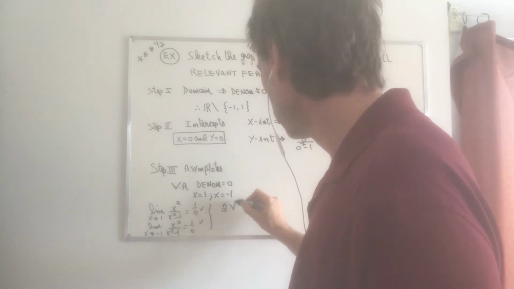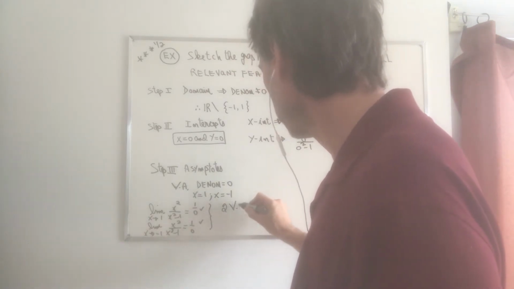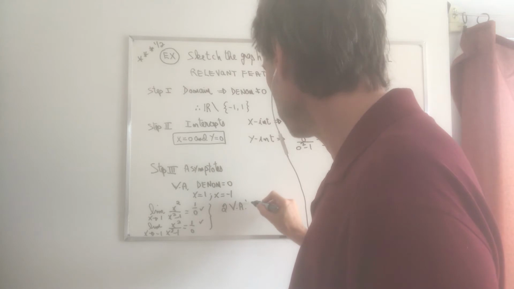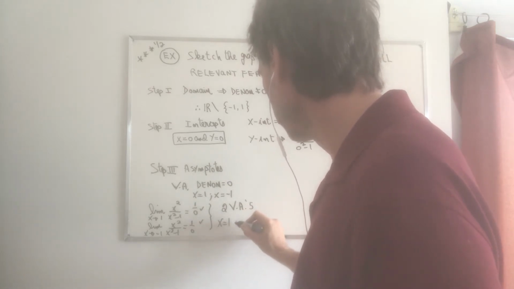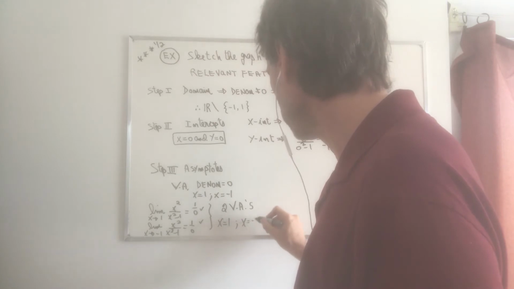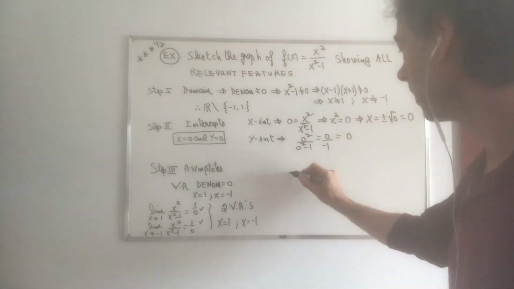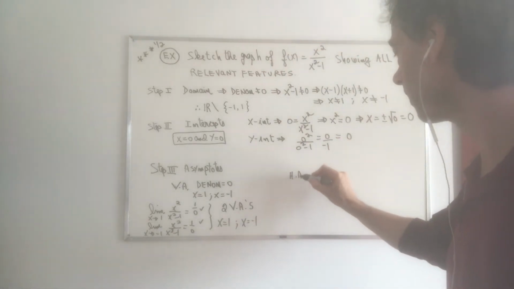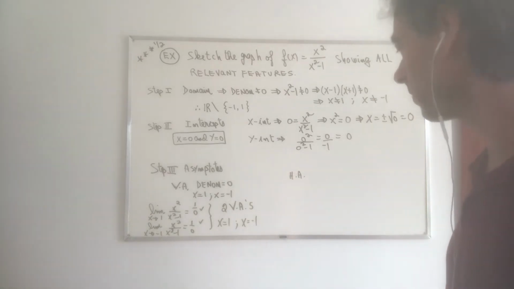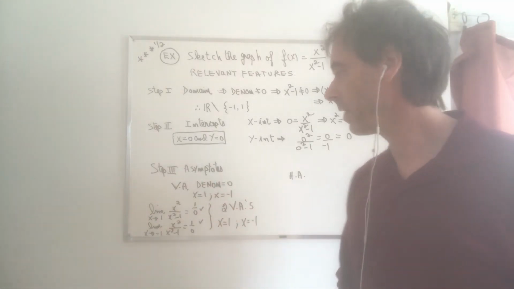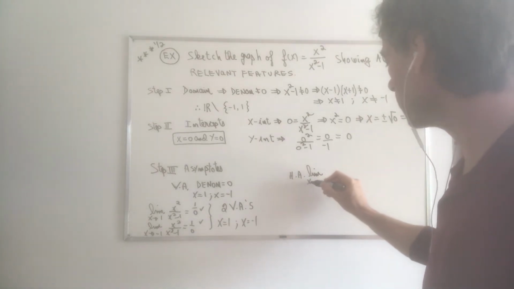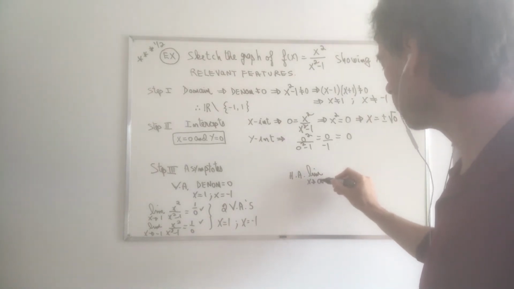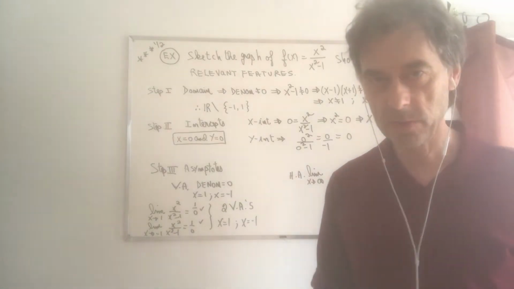Two vertical asymptotes. X is equal to 1, x is equal to minus 1. Let's take a look at horizontal asymptote. This time I don't need to make the denominator 0 because a horizontal asymptote is the outcome, if it exists, of this limit. I'm going to start with positive infinity and then I'll take a look at negative infinity.